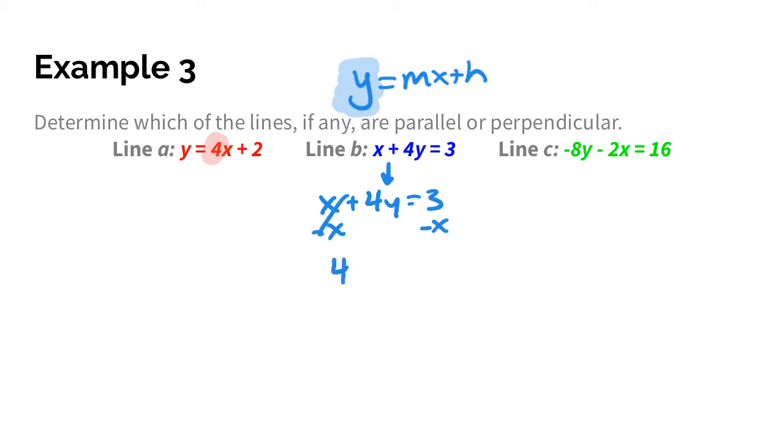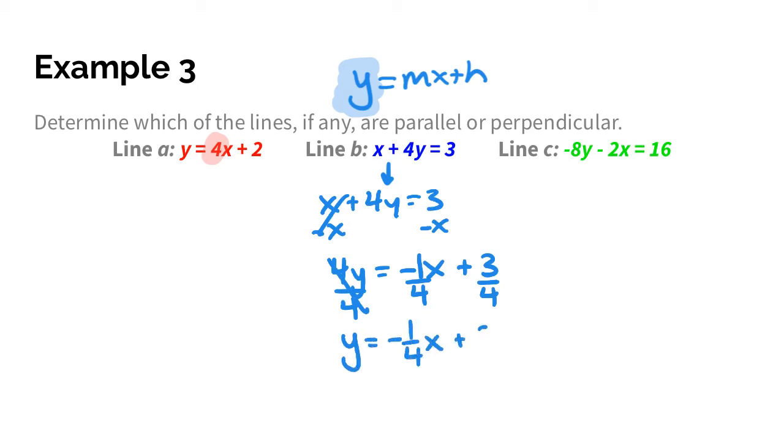That's going to cancel here, and I'll get 4y equals, and I'm going to write this in the correct order, -x plus 3. I can't combine them because they're not like terms. Then lastly, I'm going to divide by 4. Now in front of this x, there's technically a 1, so I'll divide that by 4 and that by 4. So what I get is y equals -1/4 x plus 3/4.